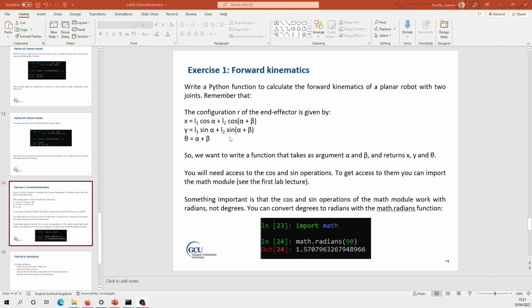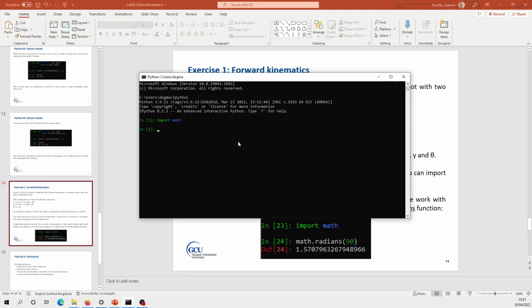As you can see here, we will need to use cosine and sine operations, which we can get access to using the math module, as I showed in the first lab lecture. Something that is important is that we usually think in degrees, like 90 degrees or 120 degrees. But the angles can also be represented in radians, and actually Python works by default in radians. So as you will see in the code, I will need to convert between one or the other. Anyway, let's start with the code.